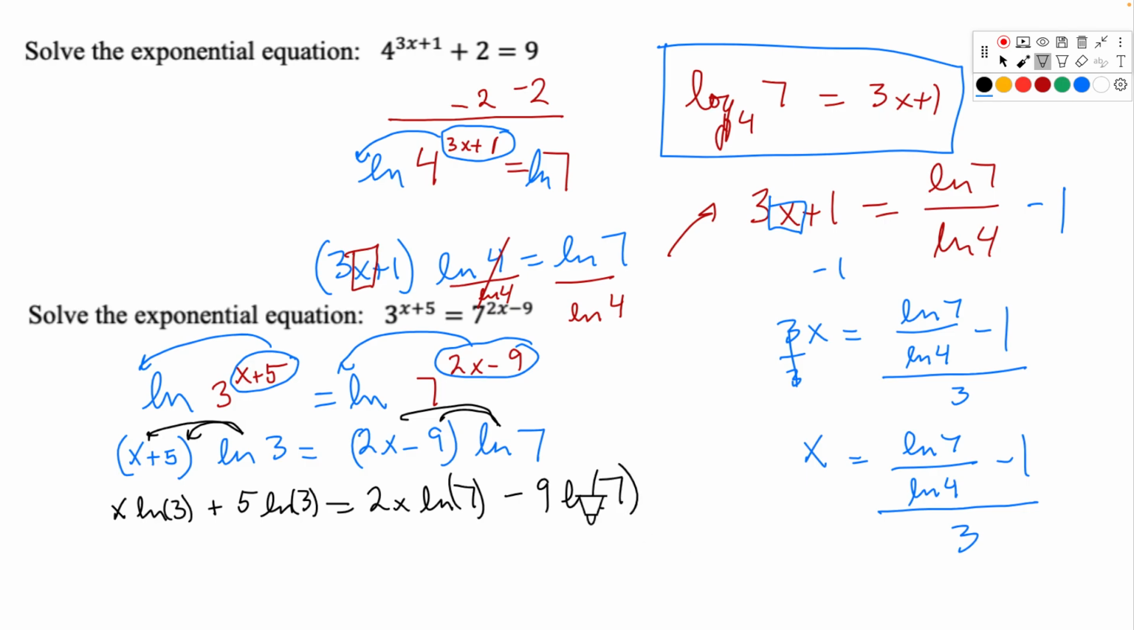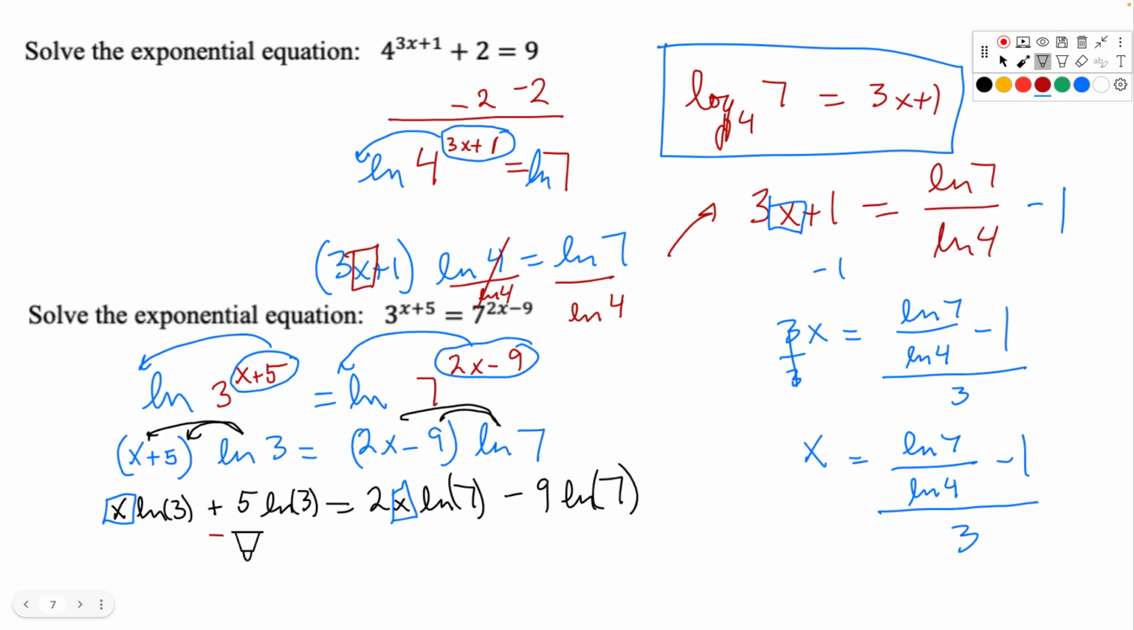I might have to erase some of this other stuff so we have room. Again, what is our goal? It is to get x by itself. So there's an x, and there's an x. Nothing else has an x, so get everything with an x to one side, everything without an x to the other side.